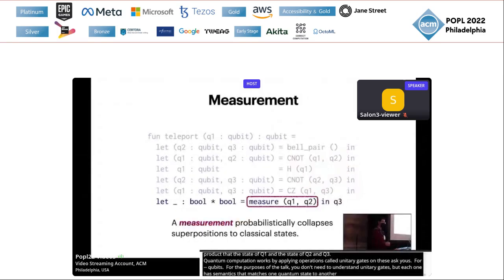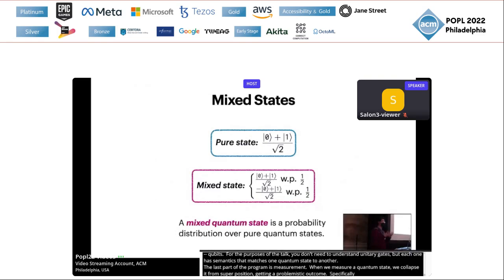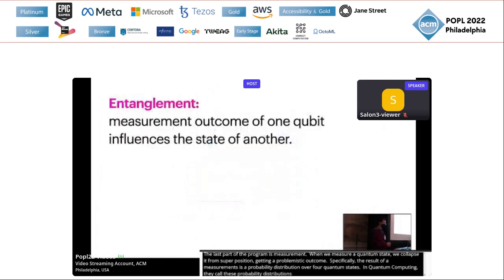The last part of the program is measurement. When we measure a quantum state, we collapse it from superposition, getting a probabilistic outcome. Specifically, the result of a measurement is a probability distribution over pure quantum states. In quantum computing, we call these probability distributions mixed quantum states.